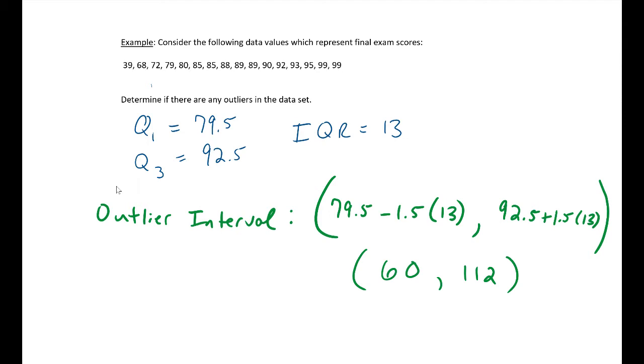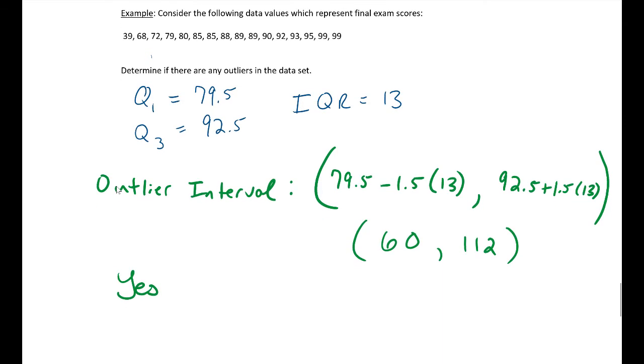So the question becomes, do we have any data values that are outside of that interval from 60 to 112? We do. That number 39 is outside of that interval. So do we have any outliers? Yes. 39 is an outlier. So once again, an outlier has to be outside of your calculated interval.